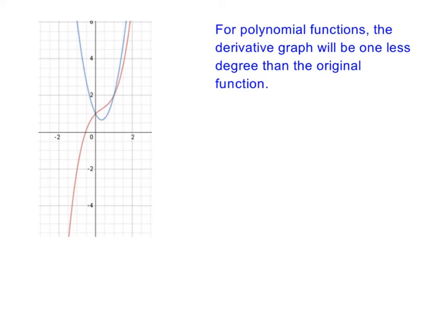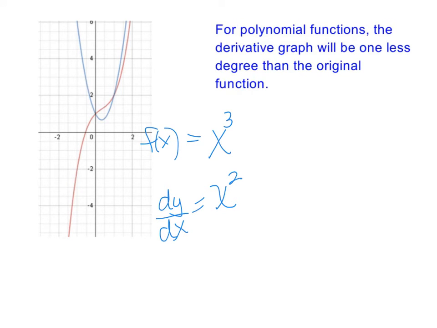So the cubic, right, x to the third, that's going to be the polynomial function, whereas the x squared function will be its derivative. And I'm using that notation. I could have also said this, which probably means the same.